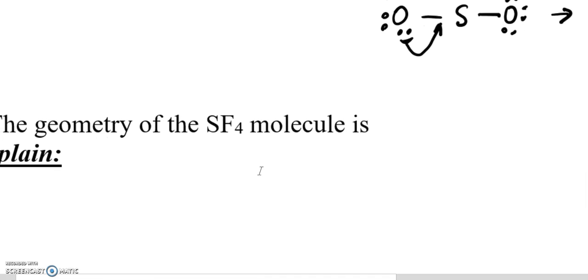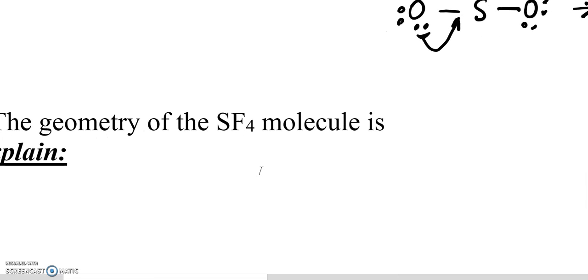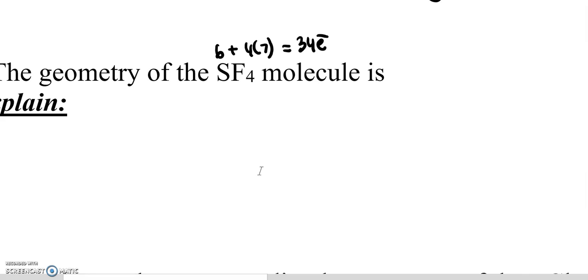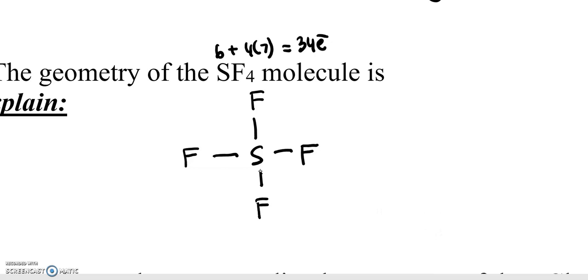So let's work on the geometry of sulfur tetrafluoride. I'm going to do exactly the same thing. Let's count the number of valence electrons: 6 plus 4 times 7. 28 plus 6 is going to be 34 electrons in total. So I'm going to put the sulfur in the center with 4 fluorines: 1, 2, 3, and 4. I'm going to use 1, 2, 3, 4 bonds. 8 used up, so I have 26 left.